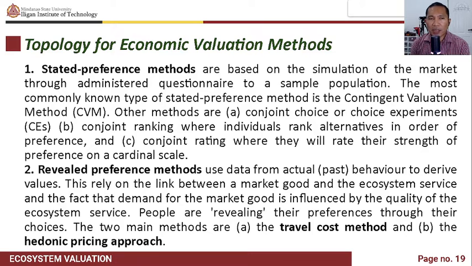And the revealed preference methods use actual or past behavior to derive value. They rely on the link between a market good and an ecosystem service, and the fact that demand for the market good is influenced by the quality of the ecosystem service. People are revealing their preference through their choices, which is why it's called the revealed preference methods. The two main methods are the travel cost, which I will be explaining in the later slides, and of course, the second one, the hedonic pricing approach.